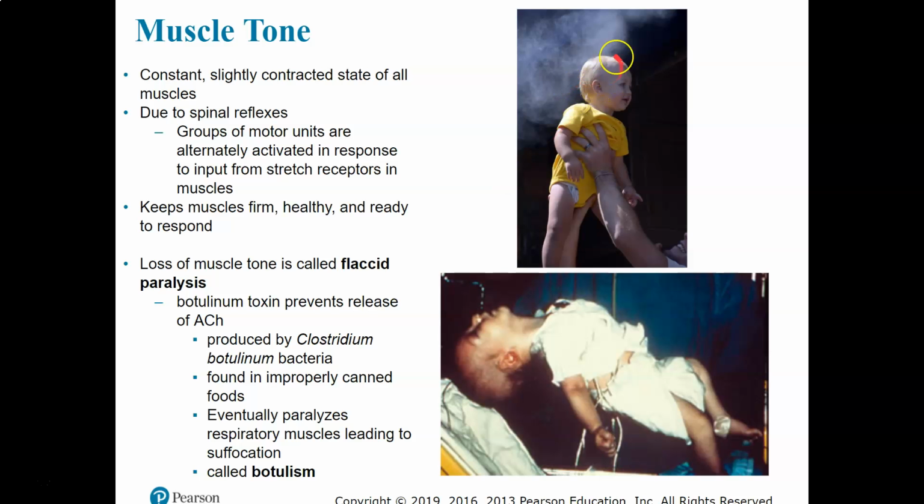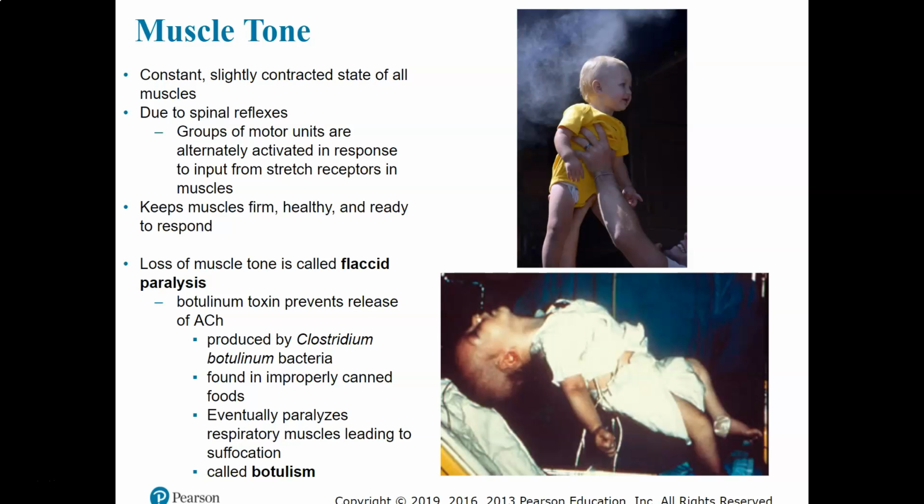So if we look at these pictures, even though this baby is being held up, you can see it's maintaining some muscle tone in its spine. It's keeping its head up. Its arms are lifted up slightly. The baby is maintaining its posture. It has muscle tone. This child is suffering from botulism.